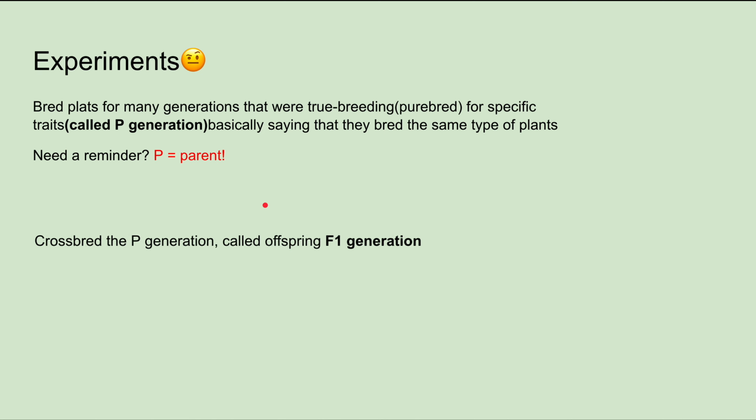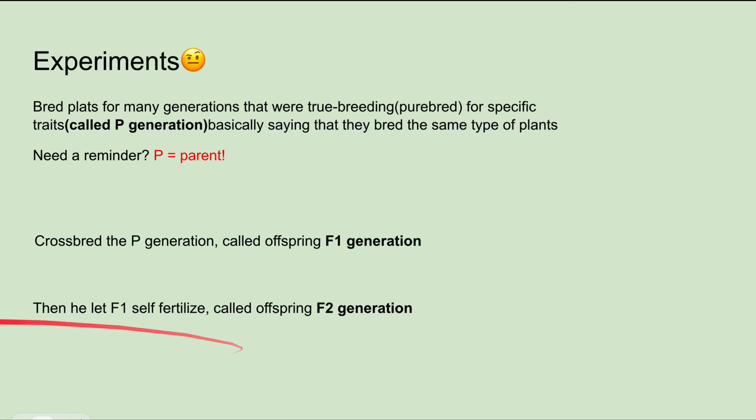After this, he crossbred the P generation and called that offspring the F1 generation. But in the next offspring, he did something different. He let the F1 generation self-fertilize, which is the key point, and called this offspring the F2 generation.